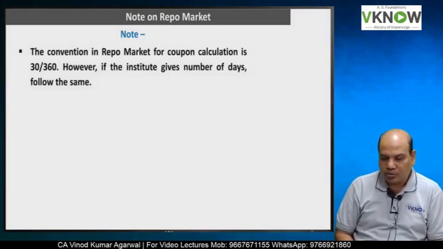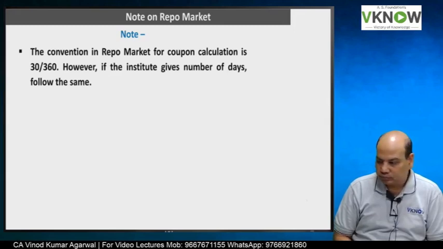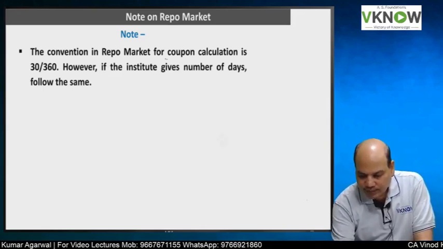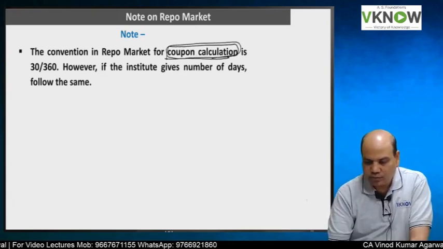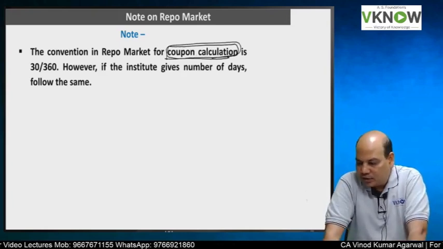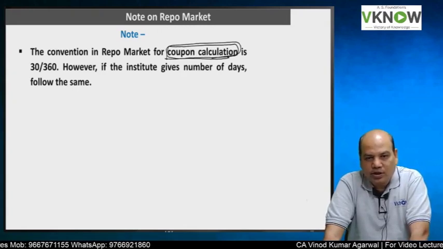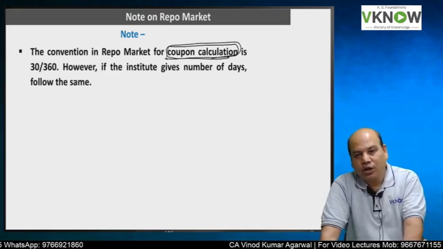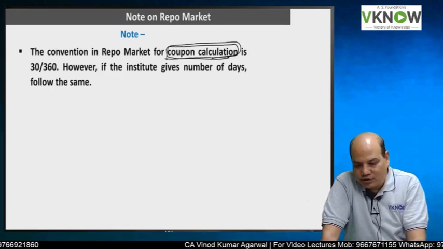The convention in repo market for coupon calculation, coupon meaning the interest rate on the bond, is 30 by 360. Sir, what is 30 by 360? One month is treated as 30 days, one year is treated as 360 days. This is the convention followed in government securities for interest calculation. Is it right? 30 by 360.